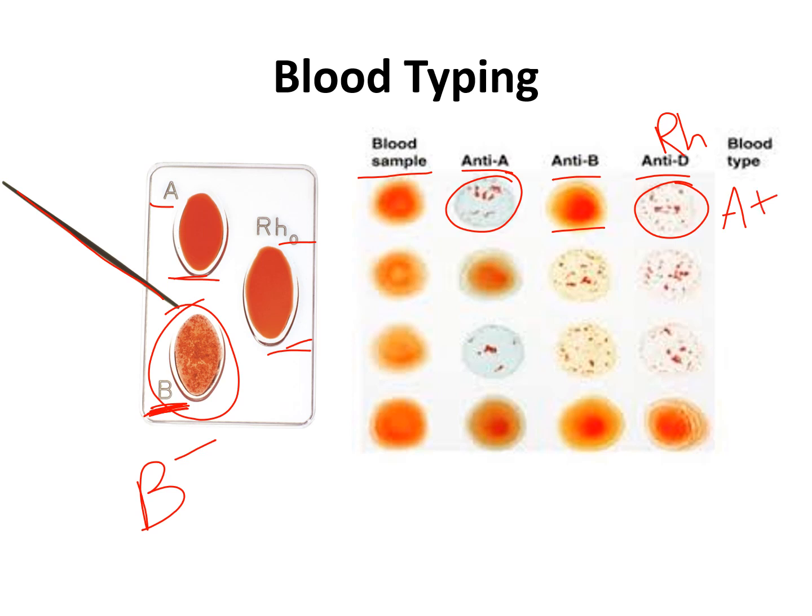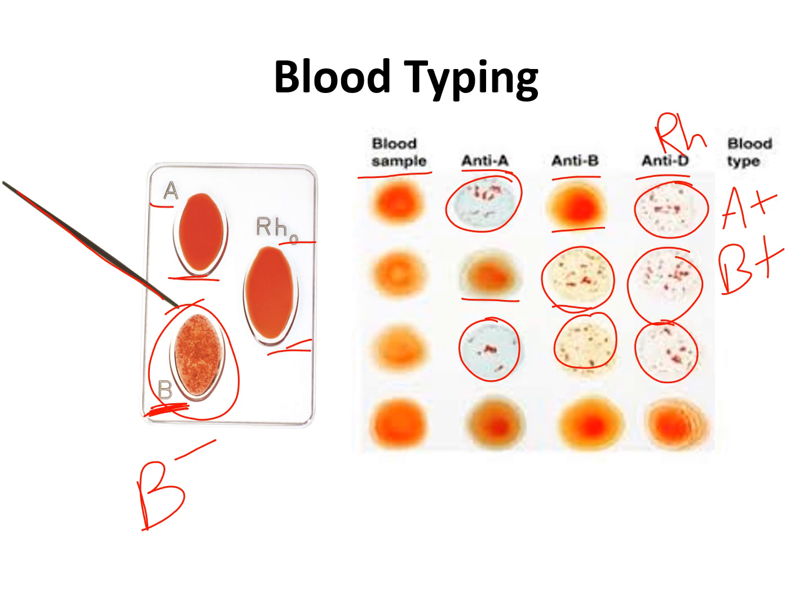This person has no clumping with A, has clumping with B, clumping with D. This is B positive. And this person has clumping with A, clumping with B, clumping with Rh factor. This person has both A and B, so they're AB positive. And this person is negative for all 3 tests, so they are O negative.